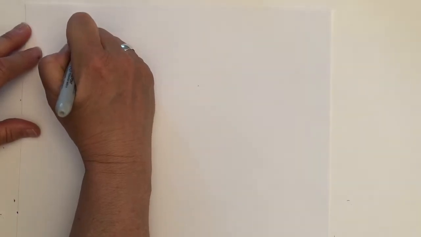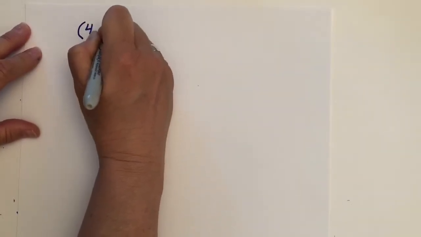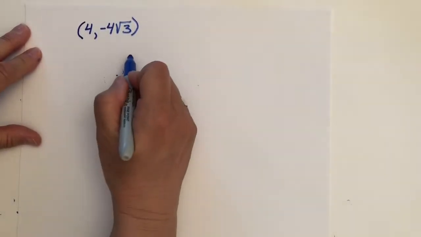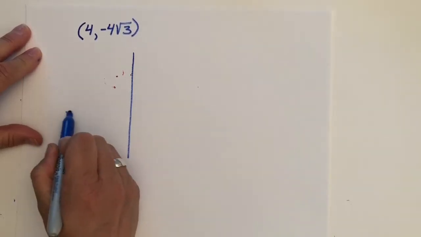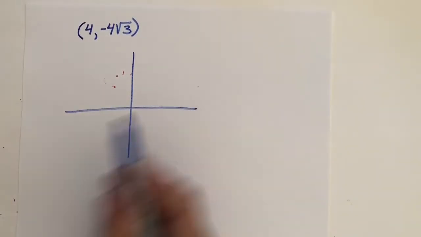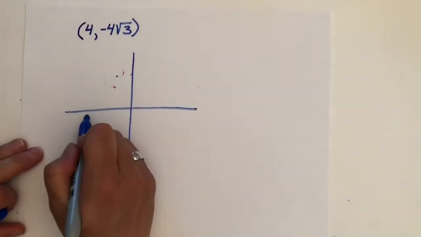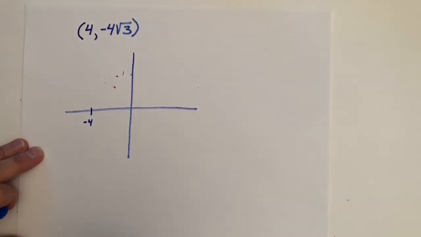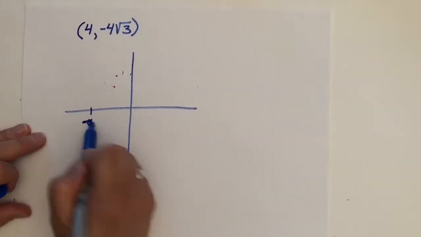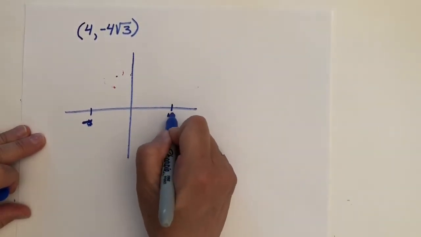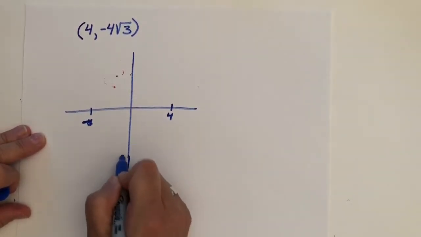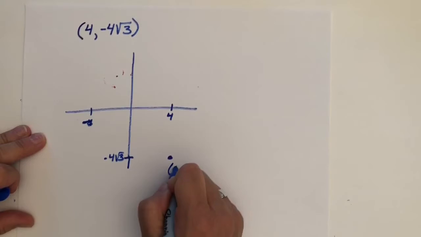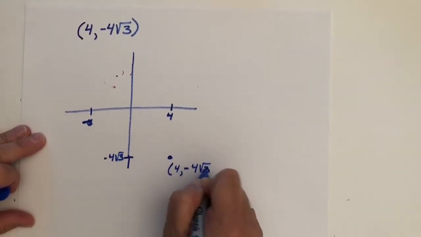Let's have the ordered pair in rectangular form be (4, -4√3). So if we graph that one, and I'm always plotting that point when I'm converting, we have negative 4 here, and we're going to go up to, whoops, I did that wrong, positive 4. Positive 4 over this way, and -4√3 down here. So here's our point at (4, -4√3).